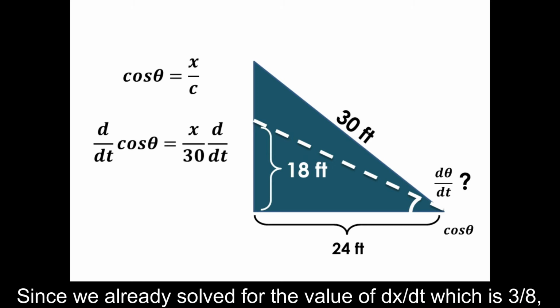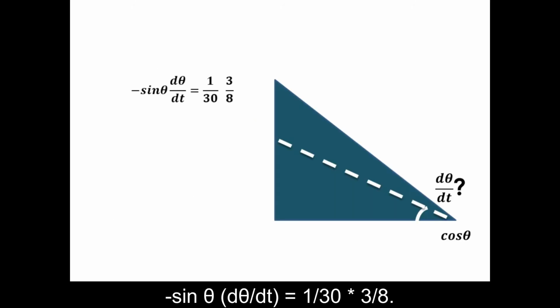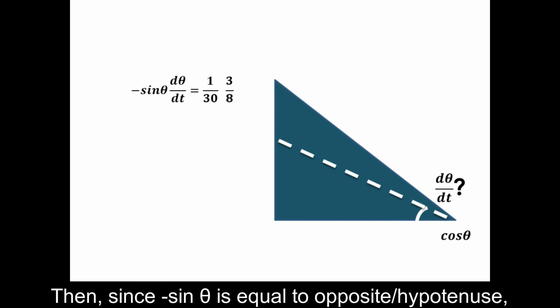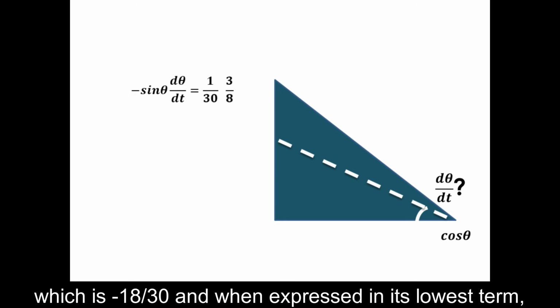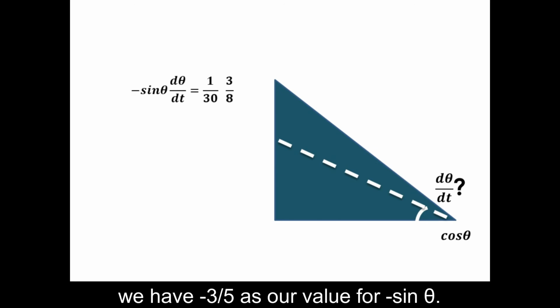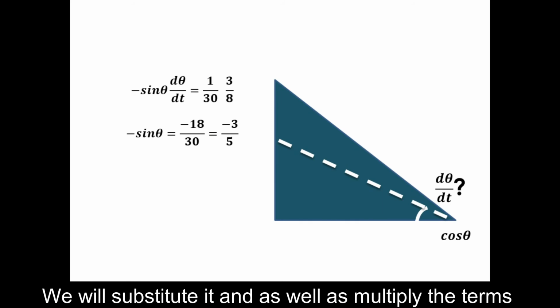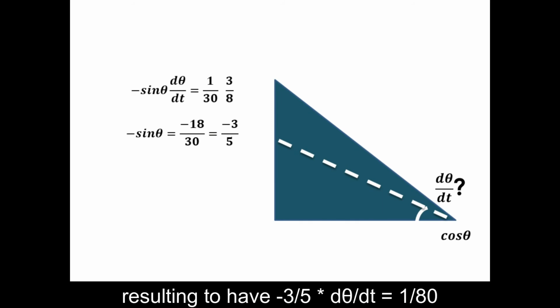Since we already solved for the value of dx over dt, which is 3 over 8, we will substitute it into the equation, resulting in negative sine theta d theta over dt is equal to 1 over 30 times 3 over 8. Then, since sine theta is equal to opposite over hypotenuse, which is 18 over 30, and when expressed in its lowest term, we have 3 over 5 as our value for sine theta. We will substitute it as well as multiply the terms on the right side of the equation, resulting in negative 3 d theta over 5 dt is equal to 1 over 80.